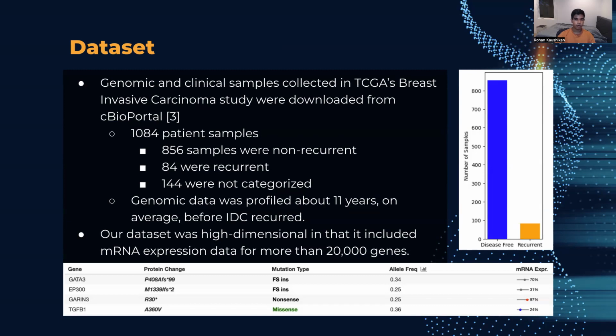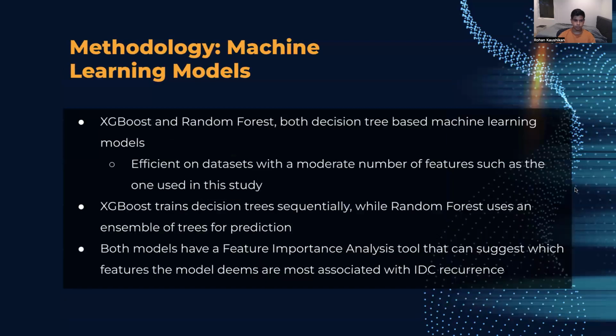And that's a crucial part of our research, because if we are able to develop a machine learning model that uses this data and predicts IDC recurrence accurately, that can be a massive contribution to the healthcare field. Because right now, we don't have very effective, accurate tools to predict IDC recurrence over a decade in advance, over that long time frame. Our data was also high dimensional. What does that mean? It included mRNA expression data for over 20,000 features, and that's over 20,000 variables that our model has to account for.